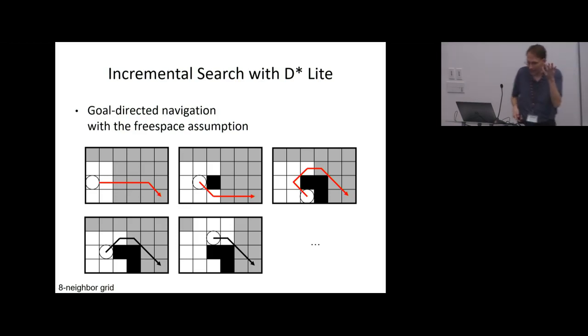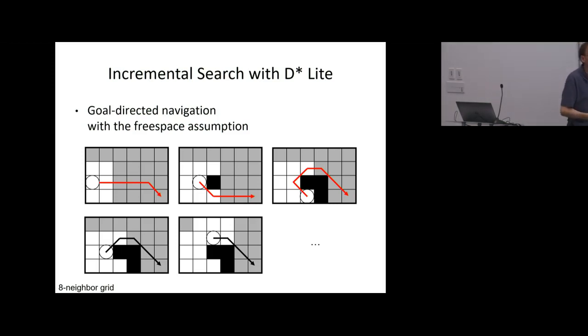So how do we apply this lifelong planning example to this one? Now notice that we maintain start distances, right? G values. When the robot moves, if we were doing the forward search here, then this would be the start of the search. But when the robot moves, all of the distances change because they depend on the start state.